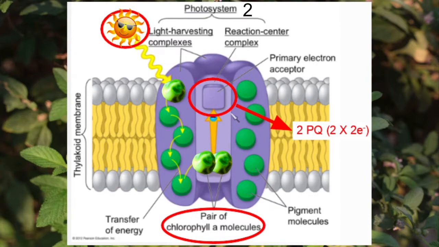that they both release two electrons, and they are picked up by the acceptor, plastoquinone. And now the plastoquinones are reduced because they have two electrons each.